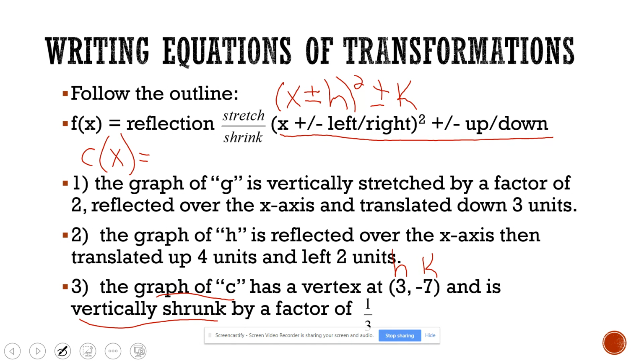So we have no reflection. We have a shrink of 1/3. And then our vertex, we need parentheses x, +3. Remember, we write the opposite because x's lie, so it'll be x minus 3 squared. And then -7 for going down 7.